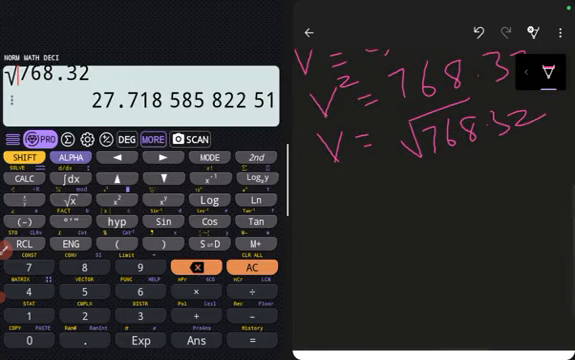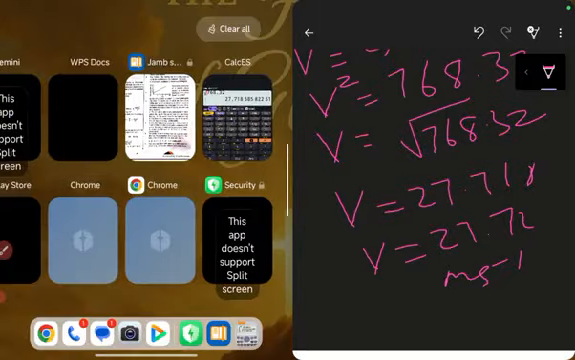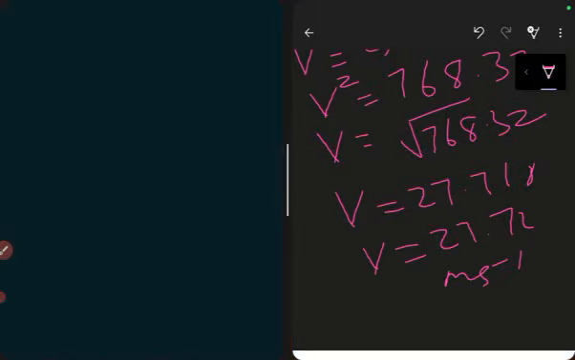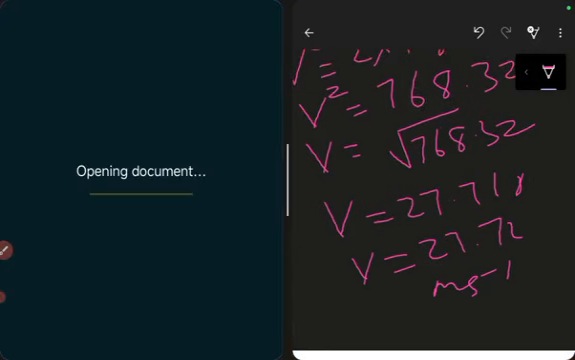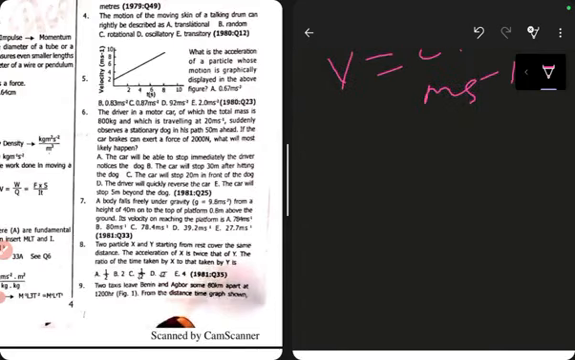So that means that our velocity is equal to 27.718, of which I can approximate that to 27.72 meters per second. So let's go back to our options and see which of them matches our answer. So the answer is E, 27.7 meters per second. Very wonderful. So moving on, question 8. Question 8 seems interesting, so let's pick question 8.